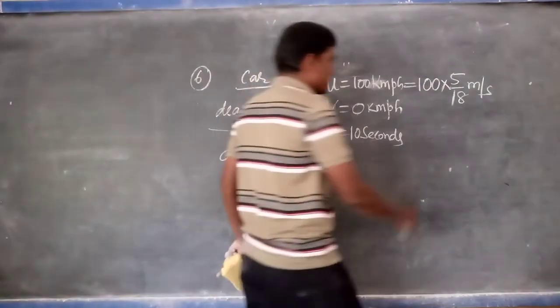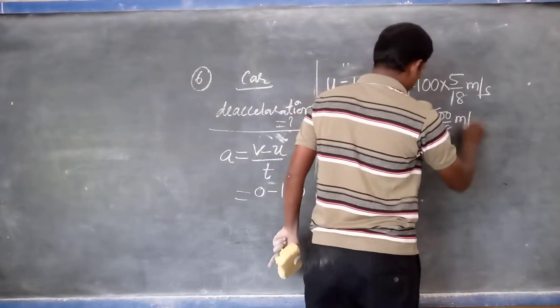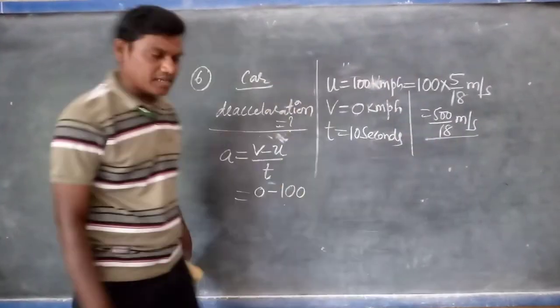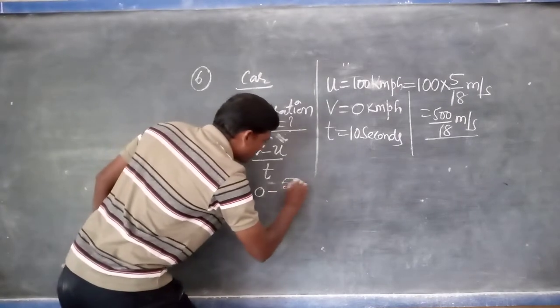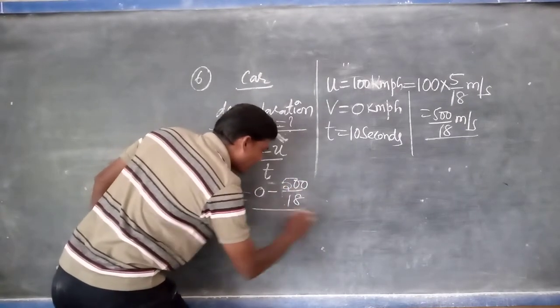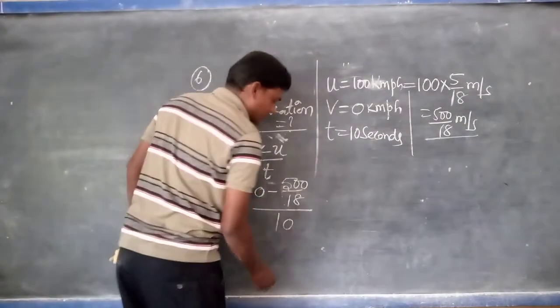So it is nothing but 500 by 18 meters per second. That is u. So what can you write here? 500 upon 18 by t. What is the time? 10 seconds.